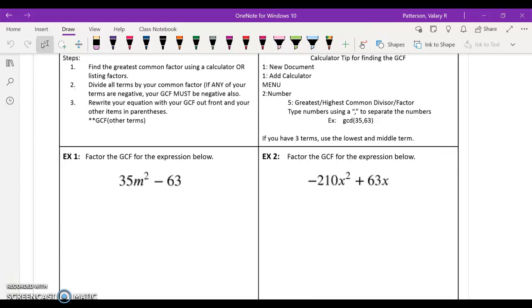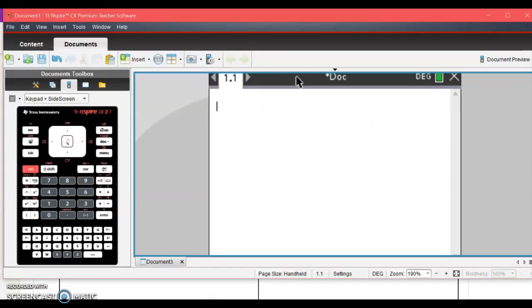Factor out the GCF, or the greatest common factor, or GCD, sometimes it's called, for the expression below, 35m squared minus 63. The first thing I noticed is that only one term has an m, or a variable, with it. So we can't include a variable in our greatest common factor. So let's turn to our calculator, and we're going to take the two terms that we have. If you have three, we'll pick the lowest two terms. In this case, we're going to pick 35 and 63, and we're going to ignore any negatives to figure out what our GCD is.